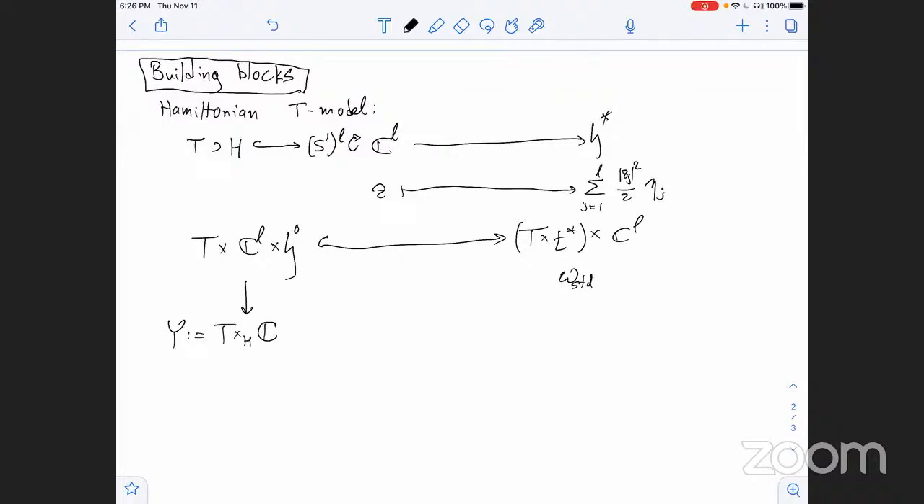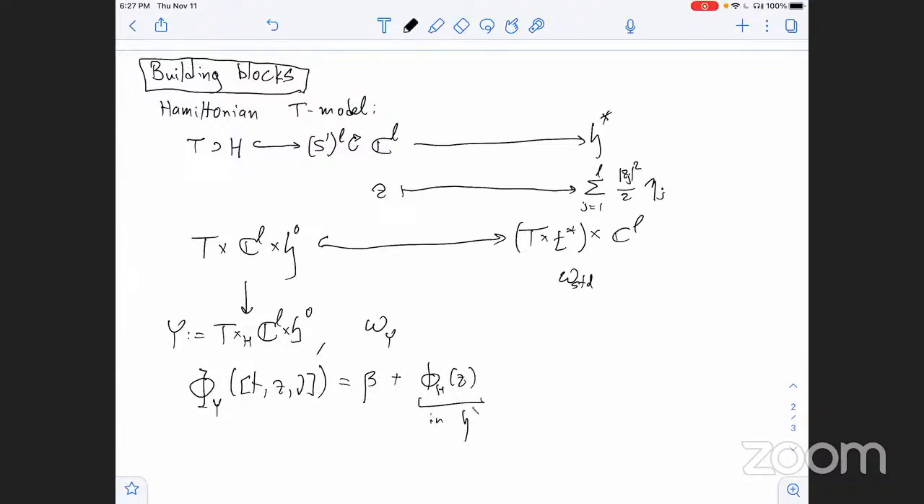So here we go. And this quotient has a symplectic form induced on it, which we call omega_Y. So there's the model. I wrote the formula, and we've got the formula for the momentum map. An element of the model is represented by a triple [t, z, nu], where t is in the torus, z in C^L, and nu is in H star's annihilator. And the momentum map takes it to a constant plus the quadratic momentum map acting on z. So this is an element of H star, the dual of the Lie algebra of H, plus nu, which is an element of the annihilator H^0. And we have implicitly identified T star with the product of H star with H^0.